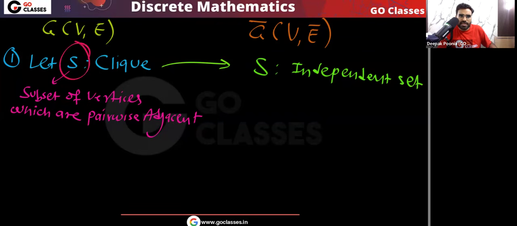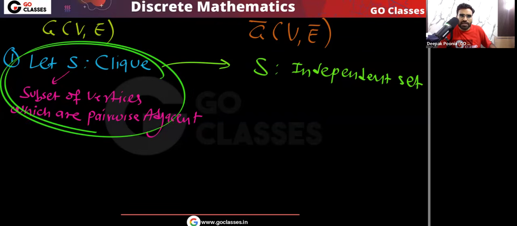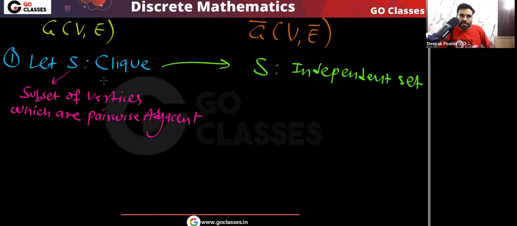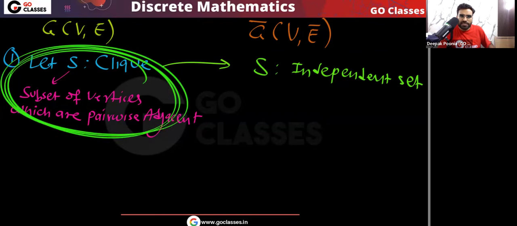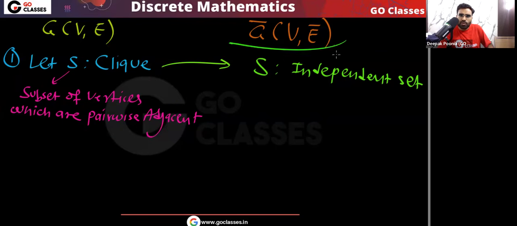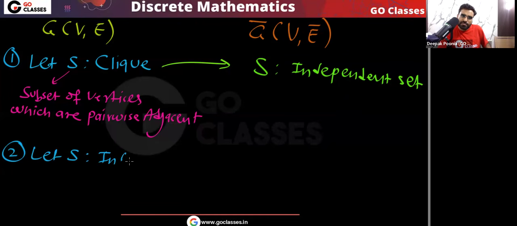Okay, let's assume S is ABCD. There are four vertices in S: A, B, C, D. In the graph G, this S is a clique, which means between every two vertices of ABCD there is an edge. These edges will not be there in the G complement, because in the G complement we do the complement of edges. So G complement has those edges which are not in G. Between these vertices there will be no edge, which means this S is an independent set in G complement. Very simple.